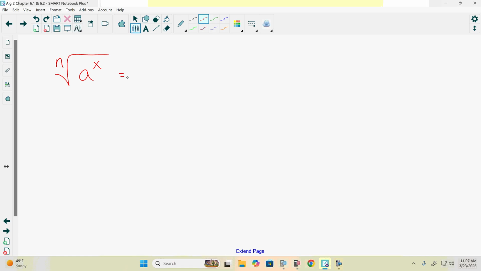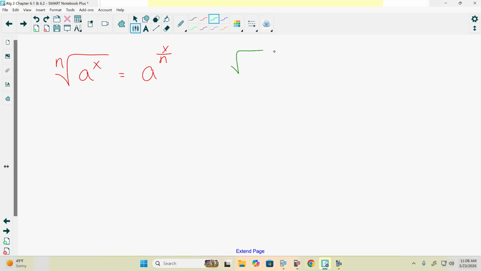The nth root of a to the x. Whatever root we have, n is just an integer, and normally we don't talk about negatives, so it's really the positive integers if we want to be technical. So we take the nth root of a to the x power. This, by definition, is equal to a to the x over n, a fractional exponent. And this is very neat and very useful.